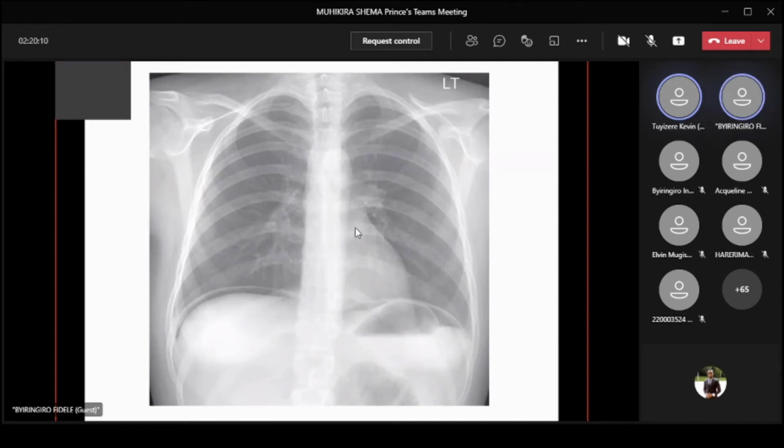Okay, so there are two types of organs in the abdominal cavity. We have solid organs and we have hollow viscous organs. You get the point? A solid organ is a compact organ which does not have air in its content. And the hollow viscous organ is an organ which has air in its lumen.